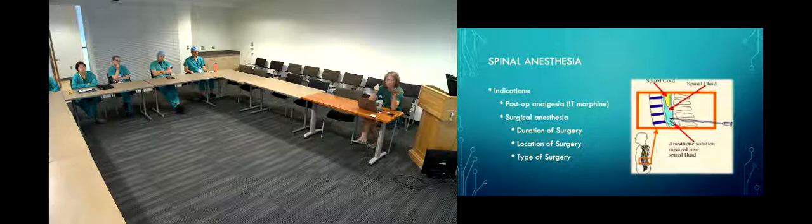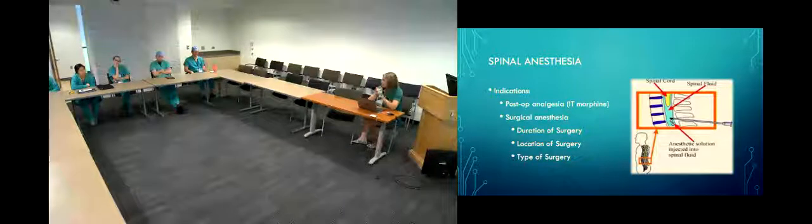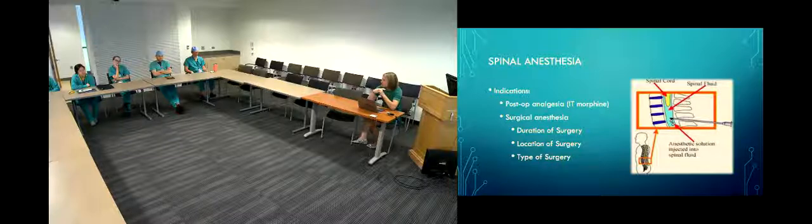Otherwise, we can also use it for surgical anesthesia. What do you think are some of the surgeries that would be good for spinal anesthesia to use for actual surgical anesthesia? C-section, absolutely. Yep, we do that a lot. Total joints, right? Like total knees, total hips. We do spinals a lot for those cases because we want very dense motor blockade, very dense anesthesia, so the patients won't feel anything, but then we want it to go away pretty quickly. We want them to be able to start their rehab, to be able to get up and move around.